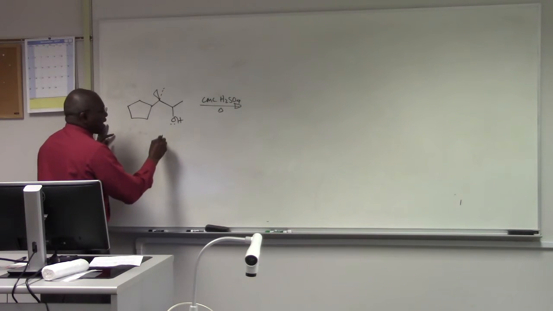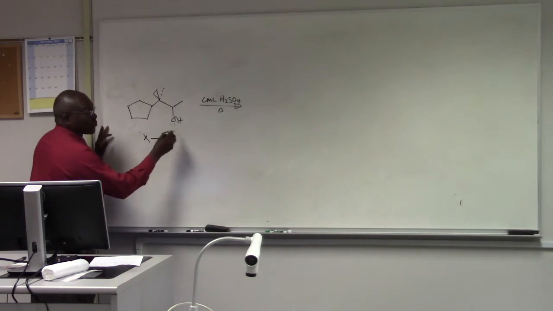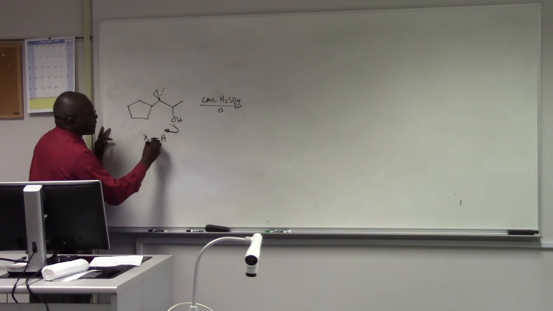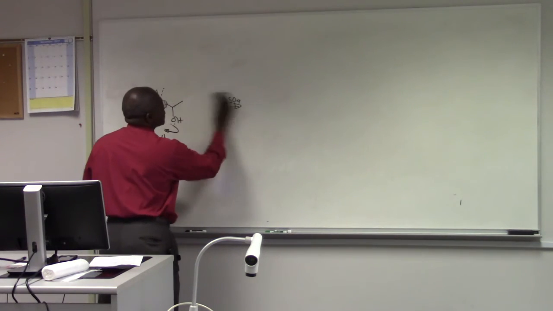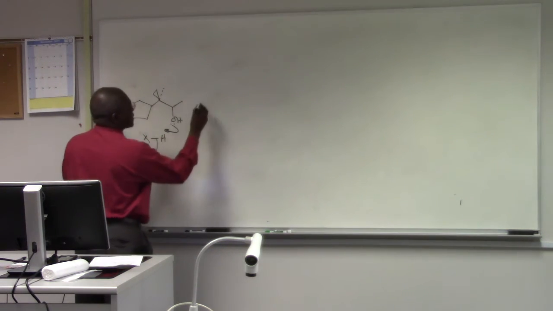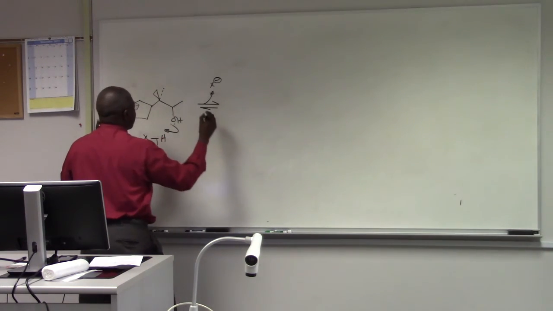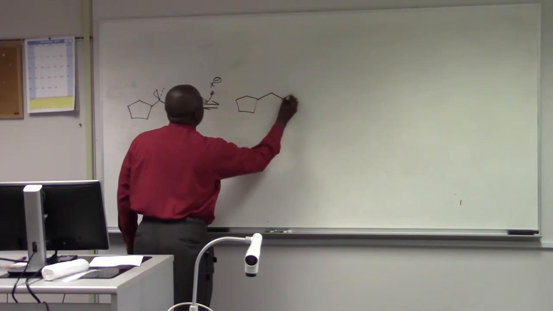Well, I know it's an acid. Acids do one thing and one thing only. They protonate. They protonate bases, which means lone pairs or pi pairs. So the alcohol attacks the acid. This is going to be an acid-base reaction. Therefore, it's in equilibrium. I'm going to lose X minus, and that will generate the corresponding oxonium ion.